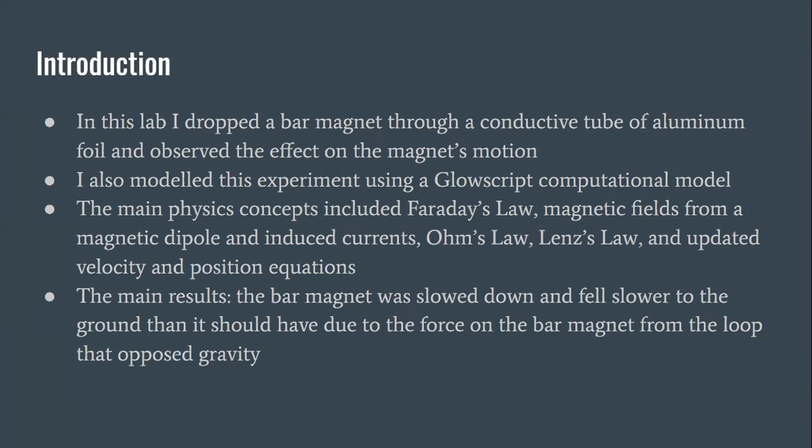And then the main results of this experiment were that the bar magnet was slowed down and fell slower to the ground than it should have, due to the force on the bar magnet from the loop that opposed gravity.